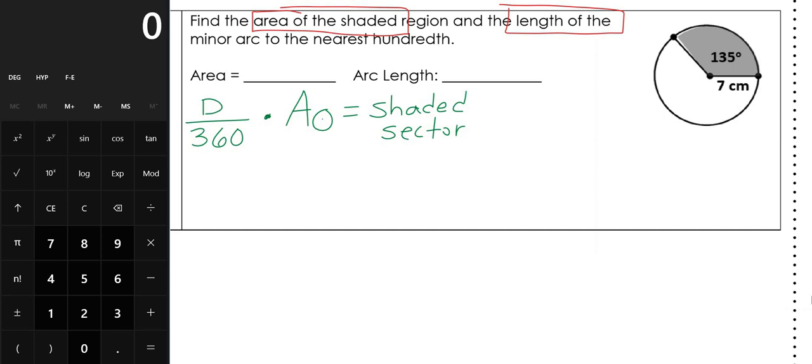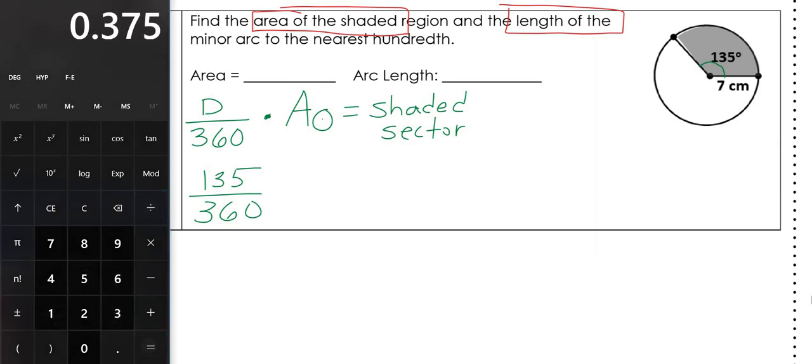Okay, so let's take a look again. Our degree measure, our central angle here is 135 out of a total of 360. Now in your calculator, 135 divided by 360 is going to give you a decimal, but that decimal is really a percentage. This shaded region is about 37.5% of the entire circle's area. So what we're doing when we're multiplying by this fraction is we're taking 37.5% of the total area. That's what we're doing. That's a conceptual understanding.